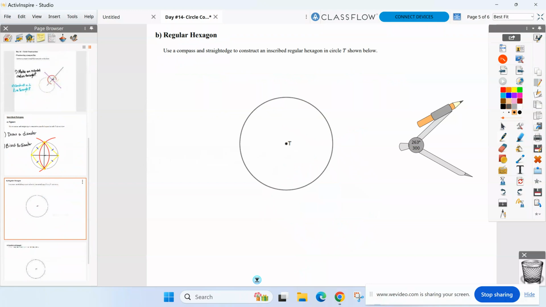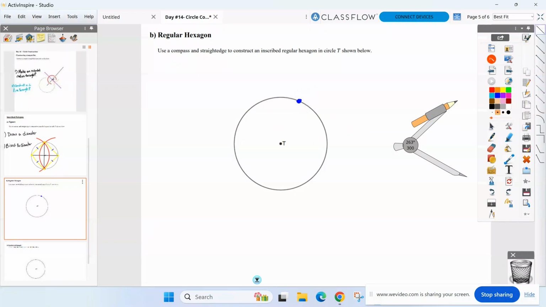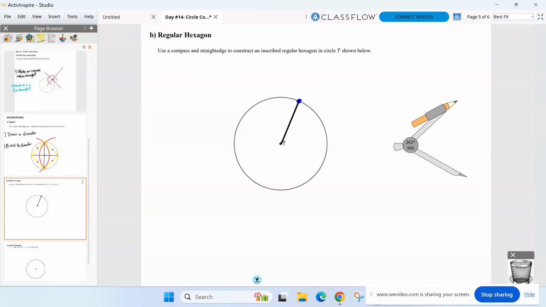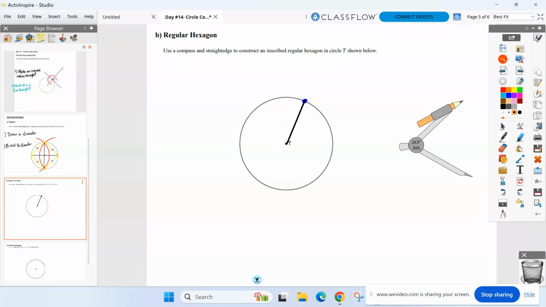All right, I'm going to help you draw a radius in. Here we go. Not an extended one, please. Just a radius. Take your straight edge, draw a radius in. Make sure you mark the point where it hits the circle, please. All right, so coming from center T. Mark that point, please, where it intersected.